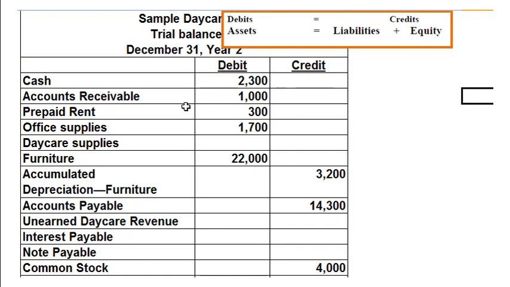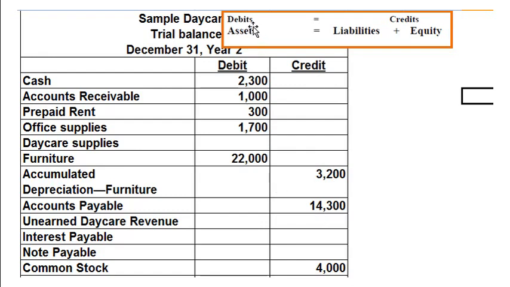Now, a trial balance is basically just a listing of all of the accounts that a company has in its general ledger and a statement of the balance in that account at the end of the year. If the account has a debit balance at the end of the year, we list the balance here on the debit side. If the account has a credit balance at the end of the year, we list it over here.